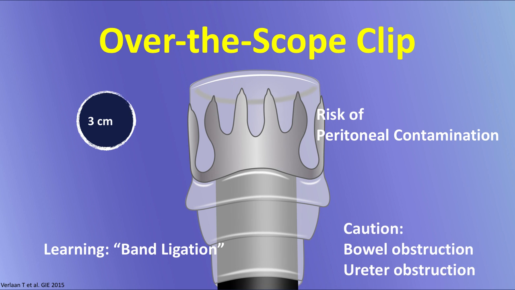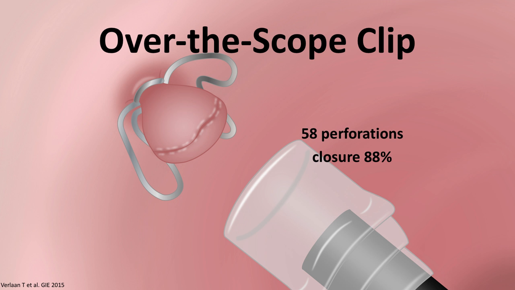You could also try and use over-the-scope clip for medium-sized perforations. Again, because you have to take the scope out to load it, there's a risk of peritoneal contamination. Although the technique is similar to band ligation, you should avoid suction. Instead, pull the edges into the cap to deploy the clip. By avoiding suction, you avoid the risk of bowel obstruction and ureteral obstruction from entrapment into the clip. Again, the literature is encouraging, but quite limited.